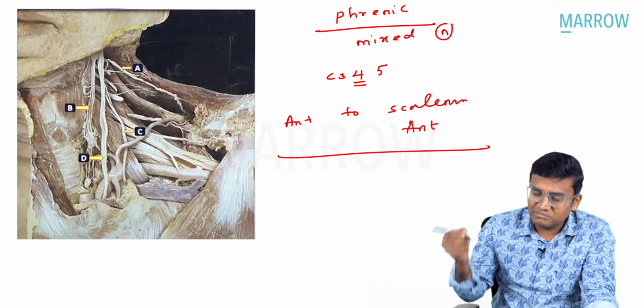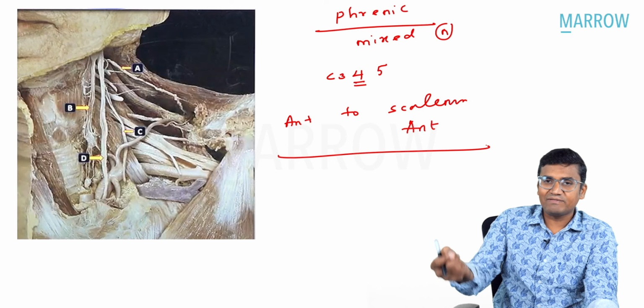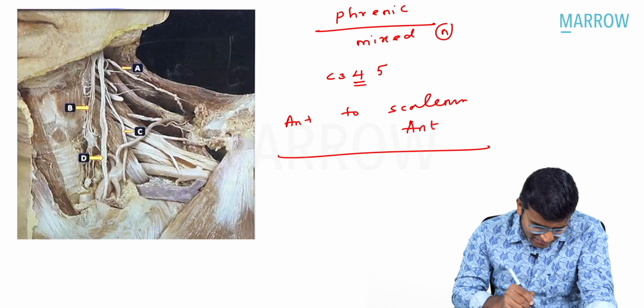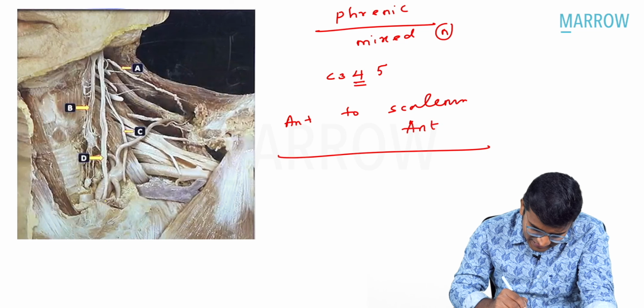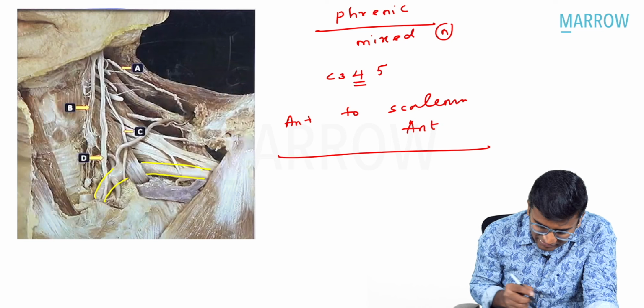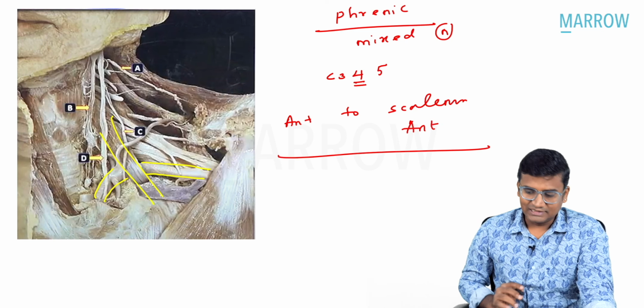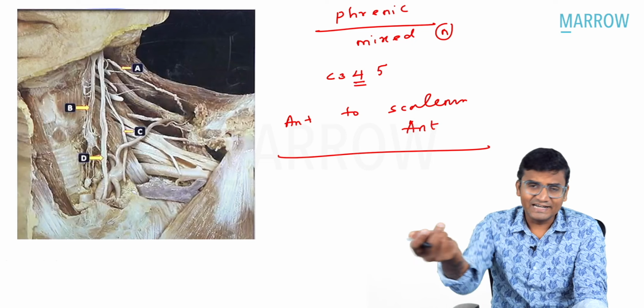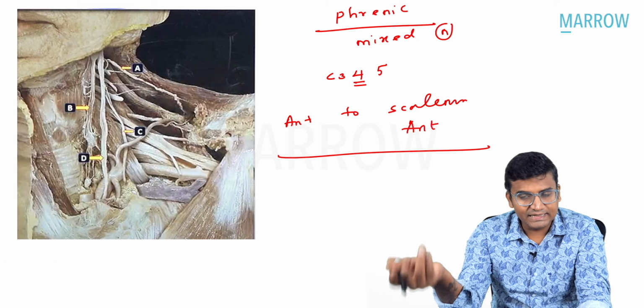So scalenus anterior muscle is the muscle that divides the subclavian artery into 3 parts. I hope you know that. Now see the diagram. In the diagram, we are seeing this artery here. That is the subclavian artery. In front of the subclavian artery, you are seeing this muscle. That is the scalenus anterior muscle. So the phrenic nerve in the neck is anterior to the scalenus anterior muscle.